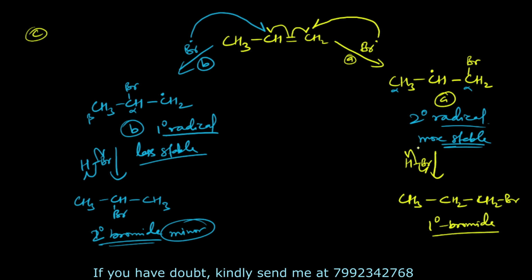Okay, this is 2 degree radical. I'm not talking about bromide over here, but the product is 1 degree bromide. And if this 2 degree radical is more stable, in comparison to this 1 degree radical, it is forming more. And if it is forming more, your product will be also more. So that's why this is a major product.